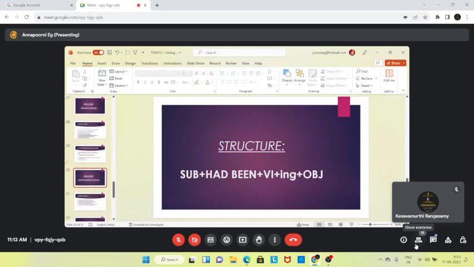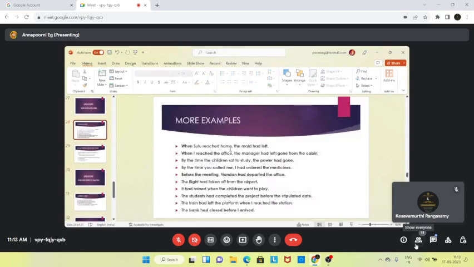Now we will look at some examples. I want each one of you to read one example. I will start with Kavini itself. When Sulu reached home, the maid had left. Okay. Now, no need to identify that. If you have doubt, you can ask me. You can do that as your homework. You can think it in your mind, subject, object, you can just think it. No need to tell me.